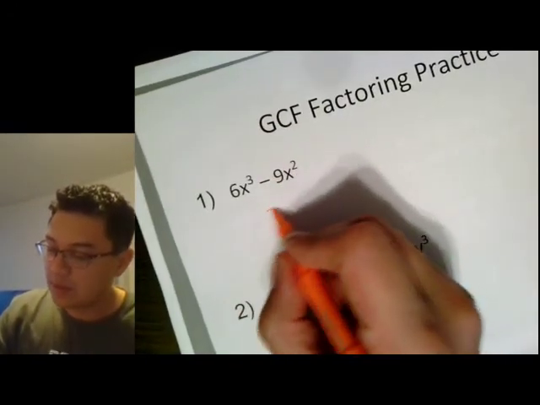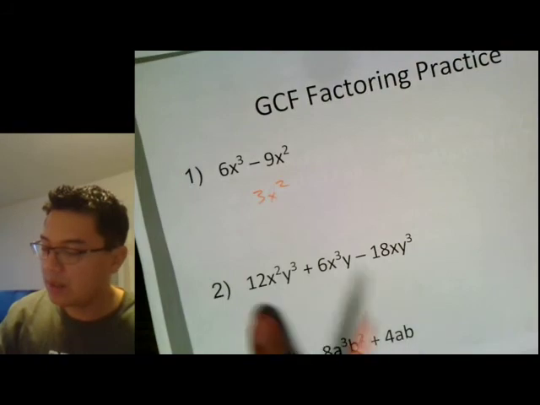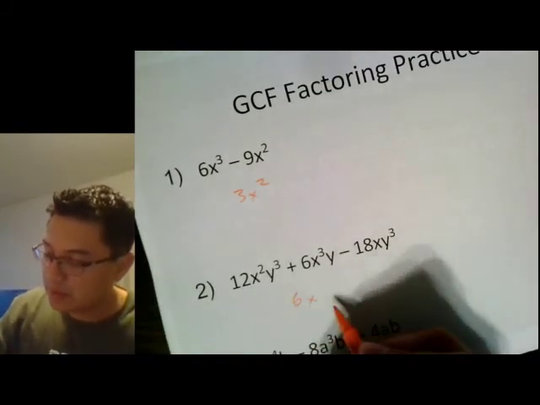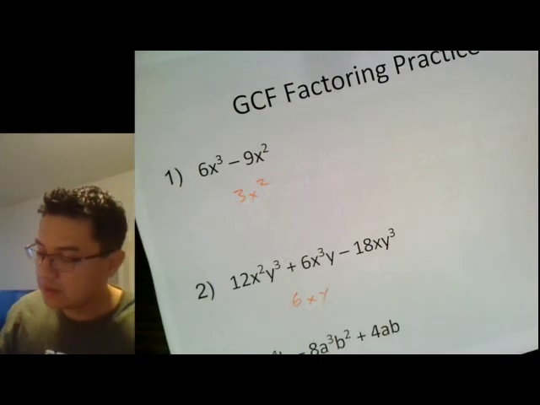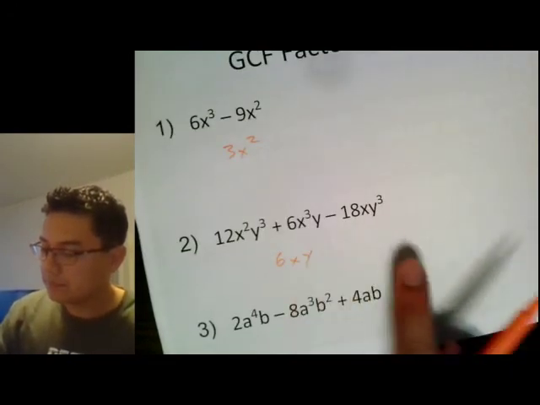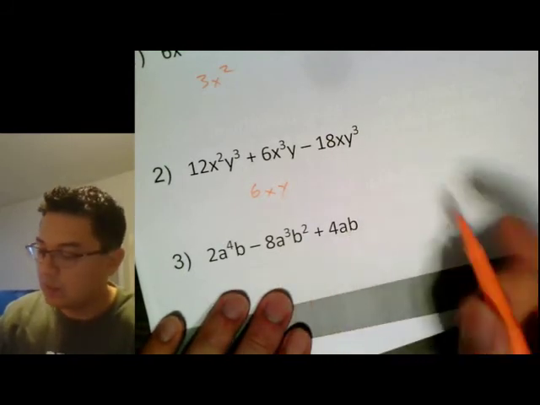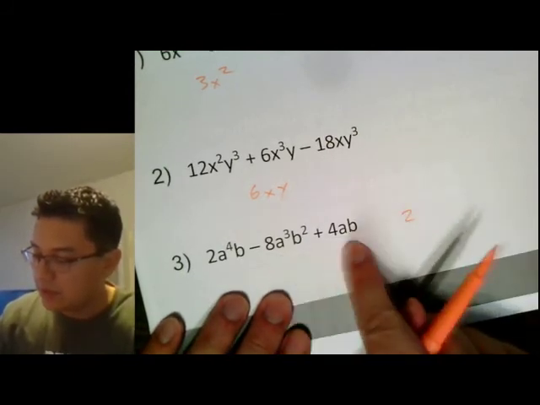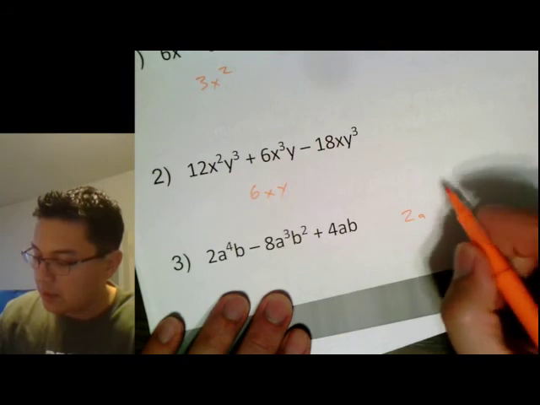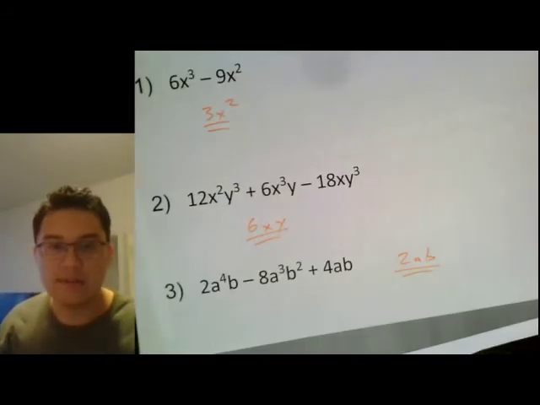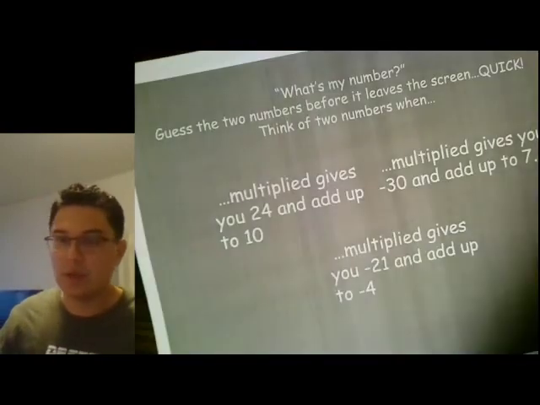So this first one here, the greatest common factor will be 3x squared. For this one here, the greatest common factor will be 6xy, it looks like. 6xy, yep. And then for this last one here, the greatest common factor will be 2ab. So those will be your answers for that. Give it a try, see if you guys get the same answers that I do. We'll go to the next page.